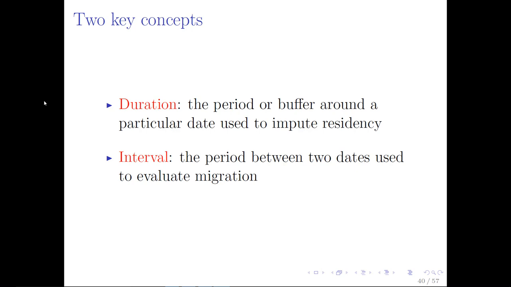And so there are two key concepts that we consider. One is this time series of geographic coordinates for each user. And then the two concepts are the duration, which is the buffer around one period of time that we use in order to infer the residence of the person, and the interval, which is the period between two time points in order to establish whether there was migration between the two time points.